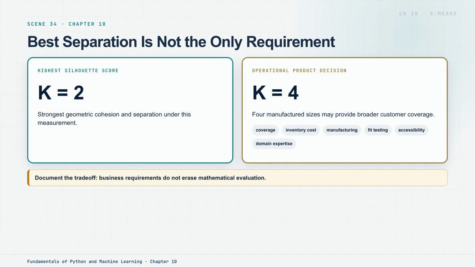In the chapter's example, the highest silhouette score suggests two clusters. Mathematically, two groups may provide the strongest separation under that measurement. However, a company may decide that two sizes do not serve a sufficiently broad range of customers. The designer may choose K equal to 4 to create 4 product sizes. This is not simply overriding the mathematics without reason. It is a decision to balance geometric cluster quality with customer coverage, manufacturing complexity, inventory cost, and product strategy. The trade-offs should be documented and evaluated.